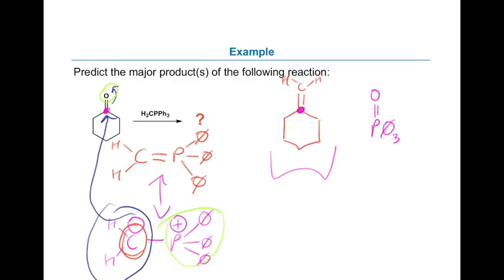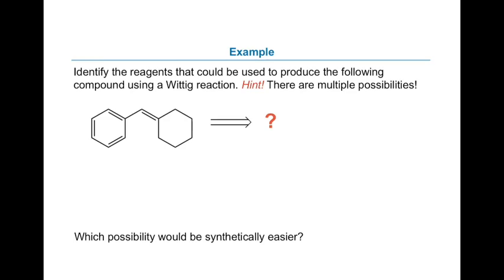Nice and easy. So for this one, we want to identify the reagents that can be used to produce the following compounds via a Wittig reaction. Now, there's a couple of different ways that you want to do this potentially, because remember, the problem when we look at this in a retrosynthesis way, we have one carbon here, and we have one carbon here. If we're saying it's by a Wittig reaction, you want to focus on this carbon-carbon double bond. That's what we're forming.